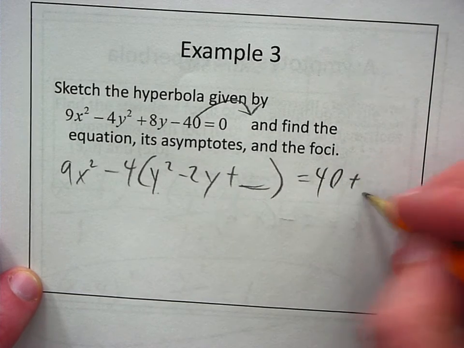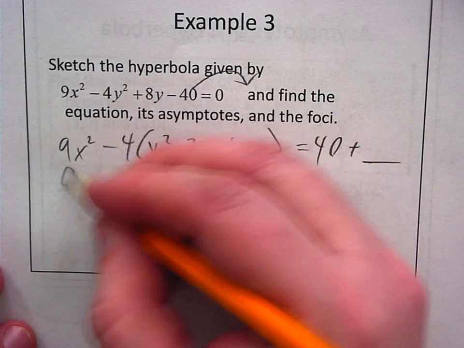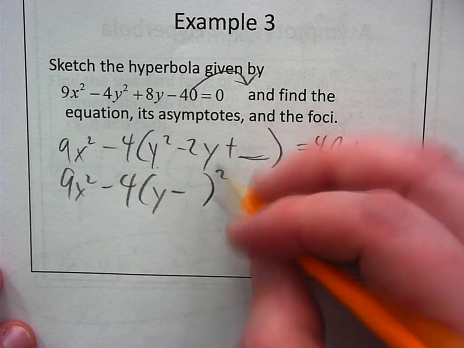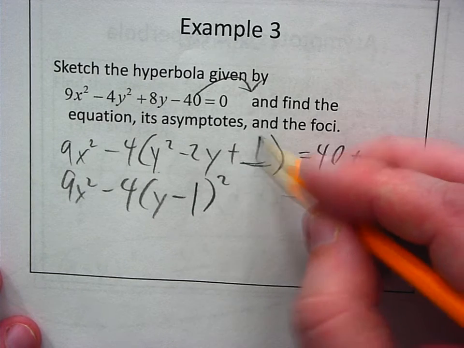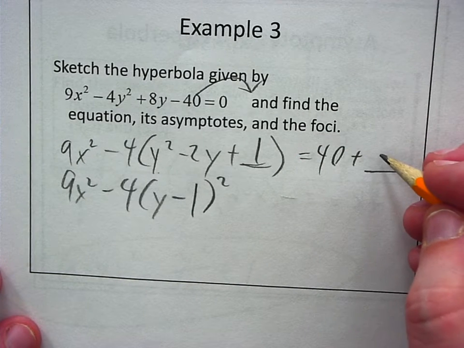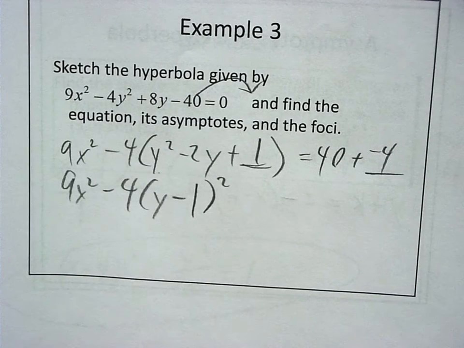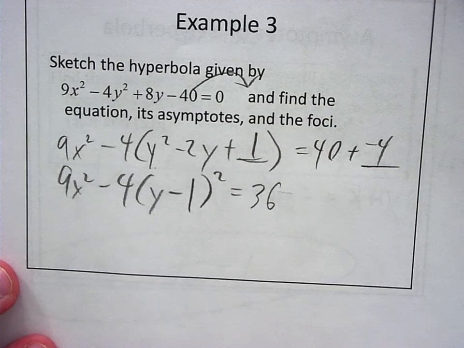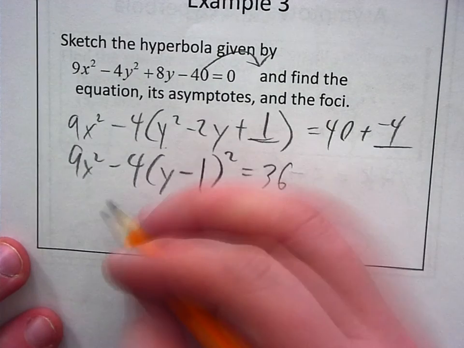The nice thing is I only have one blank here. Then what? Take half a -2. That's going to go down here. What's half a -2? -1. So then what goes in this blank? 1. So then what goes over here? -4. Tricky. So it's going to be equal to 36. Then what? Divide by 36.